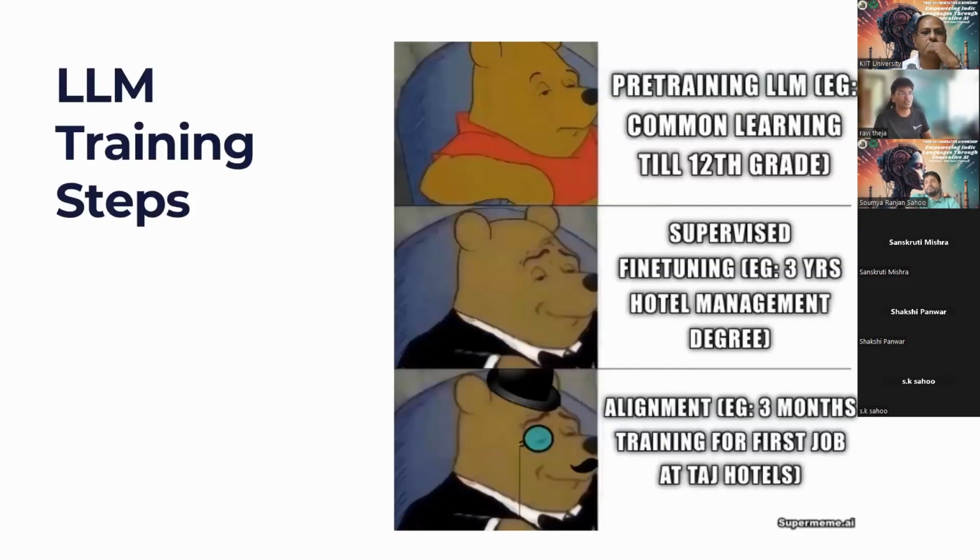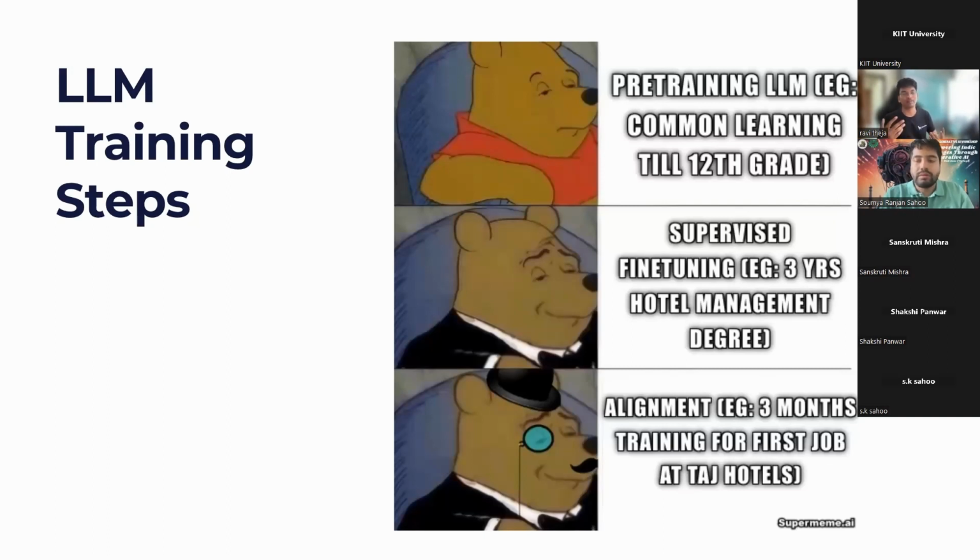So, to start with the training procedure, we started with the Llama 2 model, and then we have some initial training steps as well. For a naive person, it's like I have an LLM with a vast amount of knowledge. It's something like I am in 12th grade. I know common learning, and I want to have specific area expertise, let's say hotel management. What I'll do is a 3-year hotel management degree and understand hotel management. This is called supervised fine tuning.